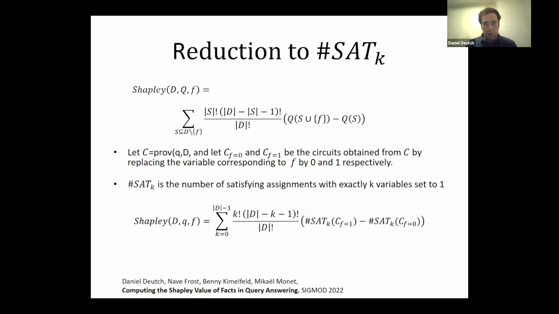Moreover, this leads to a reduction to sharp-sat, so that may be of interest in this workshop on logic. So observe that if we look at the circuit that represents the provenance, and then we look at two circuits obtained by setting either 0 or 1 to the particular fact we are interested in, F, then what we get here is that all subsets of the same size contribute the same to the formula. So we can take this out and compute sharp-sat k, which is the number of satisfying assignments with exactly k variables that are set to true. And if we know this number for F equals 1, and we know this number for F equals 0, then we can compute the Shapley values.